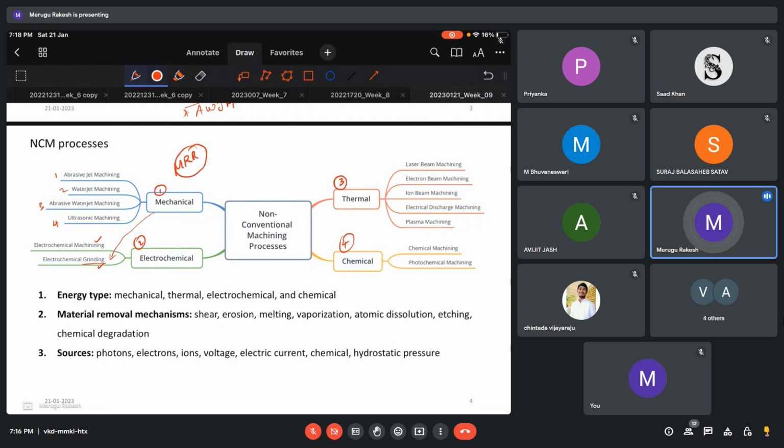material removal rate in all these processes. So we have to concentrate on what is the material removal rate in each process.